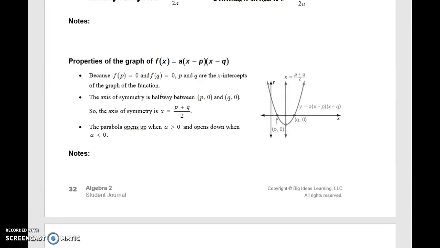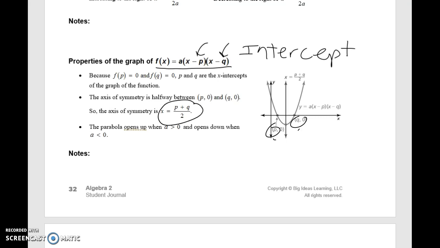We are now going to look at the bottom of page 32, and we're looking at a quadratic in this form. This form is called intercept form because you can easily pick out the two x-intercepts. The x-intercepts we're going to label as P and Q. And so you can see P and Q right here. Those will be your two x-intercepts. Notice that the axis of symmetry is always in the middle of the two x-intercepts. So to find where the axis of symmetry is, you're going to find the average of P and Q. Add P and Q together and divide by 2.